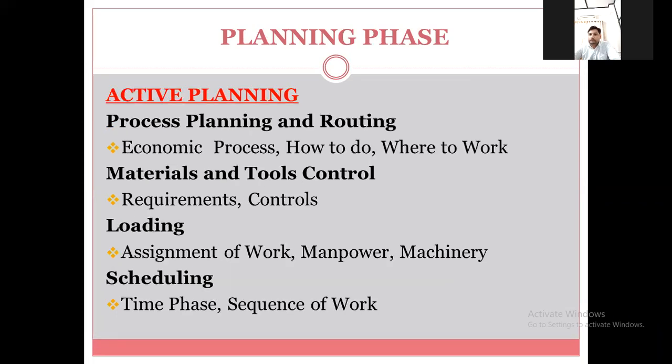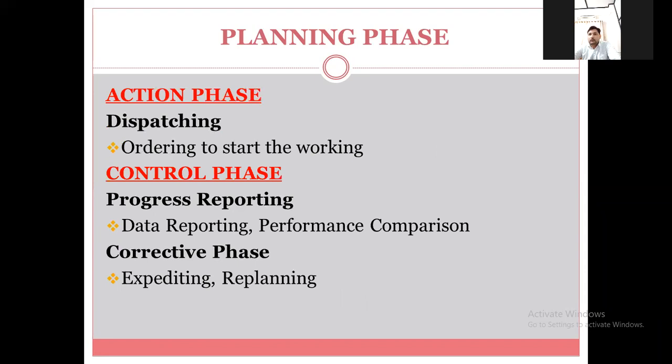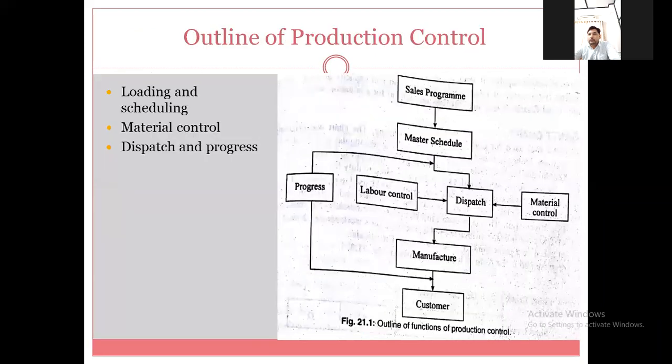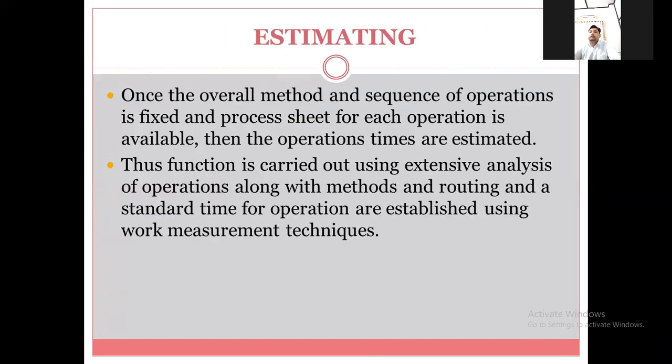Okay. Prior planning, that is the planning phase, then the action phase, that is dispatching, ordering to start the work. So we reached up to the planning phase. The control phase, the write-up part, we will cover in the next lecture.